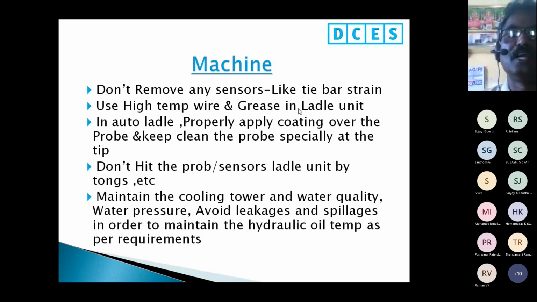Don't hit the probe and sensor of the ladle unit with tongs. Sometimes the operator takes the tongs and hits the sensor to remove the material sticking at the sensor, and it will get damaged sometimes. Maintain the cooling tower and water quality, water pressure. Avoid leakages and spillages in order to maintain the hydraulic oil temperature as per the requirement. The hydraulic oil temperature is very important for the machine to perform well and give good quality casting and good output. So this should be maintained. This area is neglected by people. That's why I'm insisting.